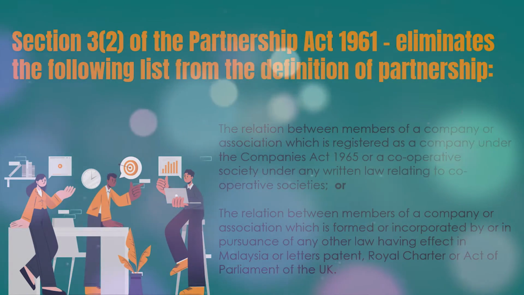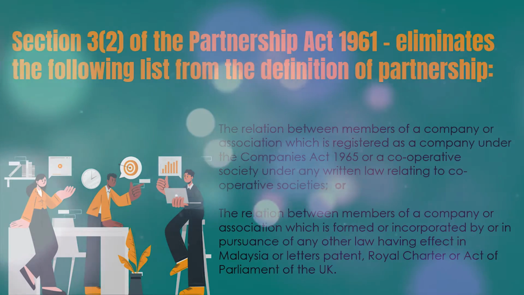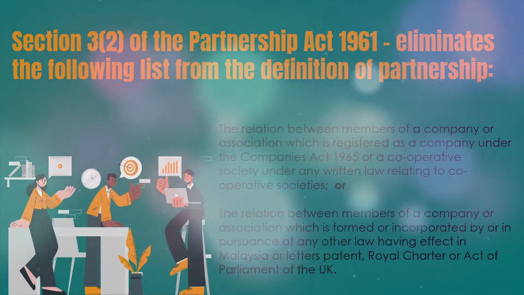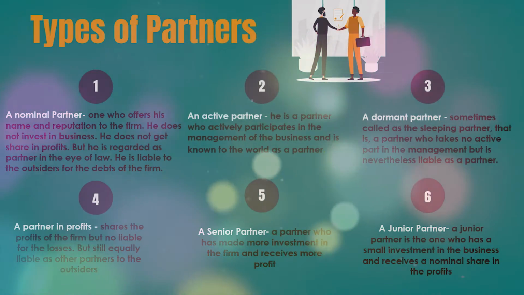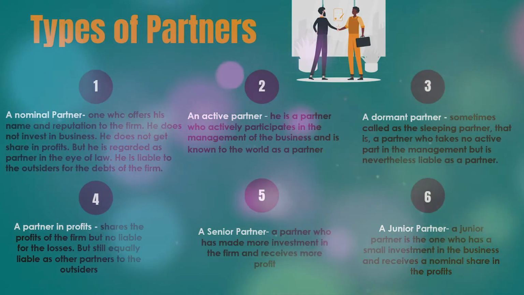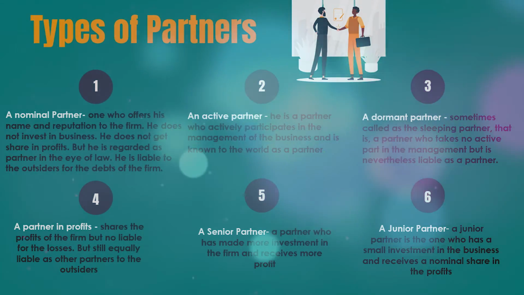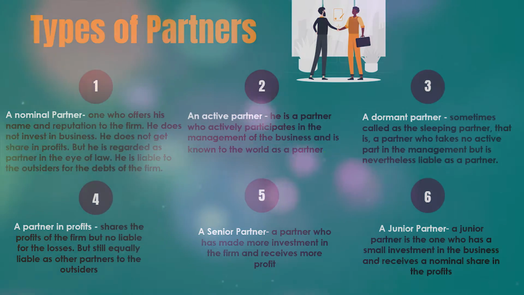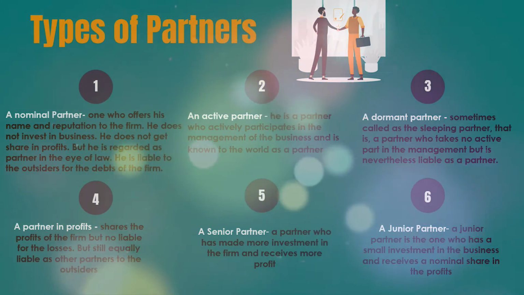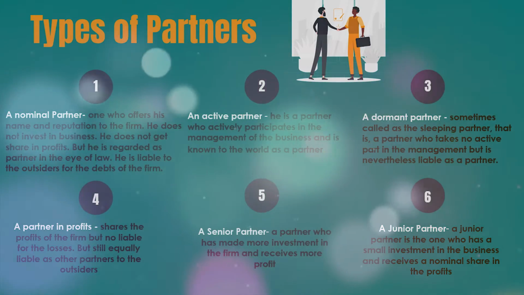Therefore, Section 3 of Clause 2 of the Partnership Act 1961 excludes the following list from the classification of partnership. The types of partners can be described as follows. A nominal partner is one who offers his name and repute to the firm. He does not invest in the business and does not get a share in profits, but he is regarded as a partner in the eye of law and is liable to outsiders for the debts of the firm.